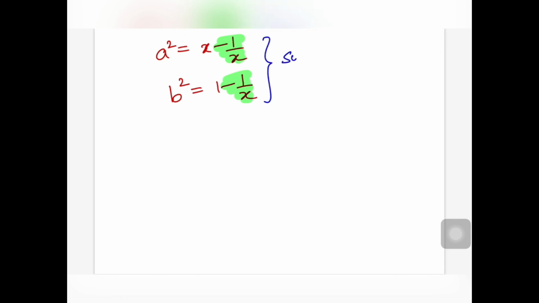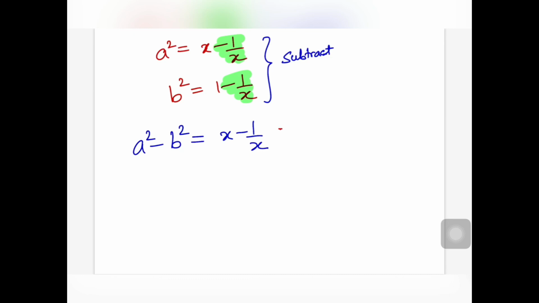If I write these equations one by one, a squared equals x minus 1 by x and b squared equals 1 minus 1 by x. What I am finding here is that these two terms I can cancel out, but right now they are in the same sign. So what I can do with these two equations is subtract them, right? So when I subtract these two equations, what will happen? a squared minus b squared equals x minus 1 by x.